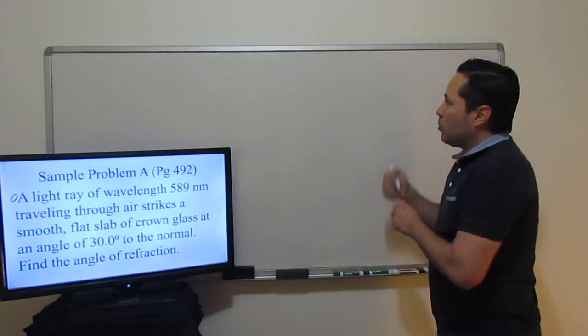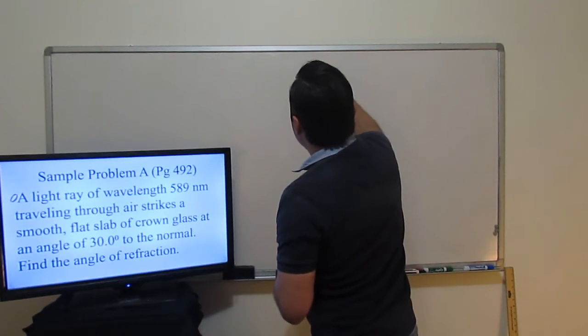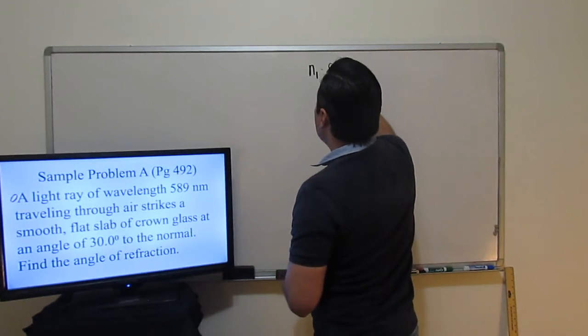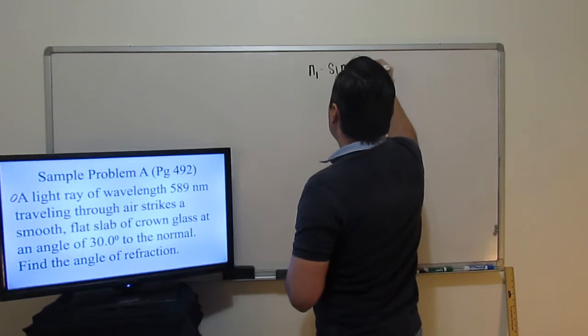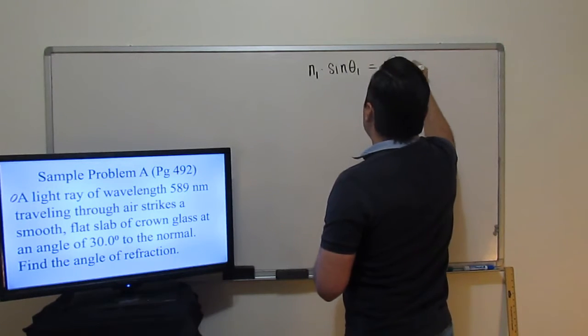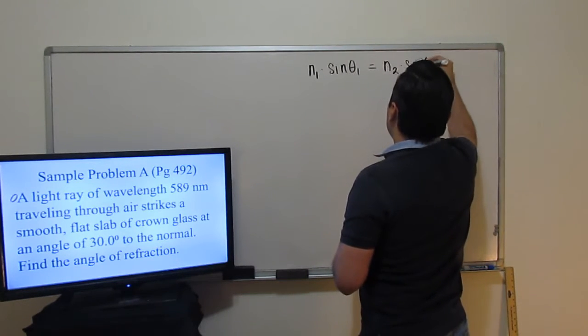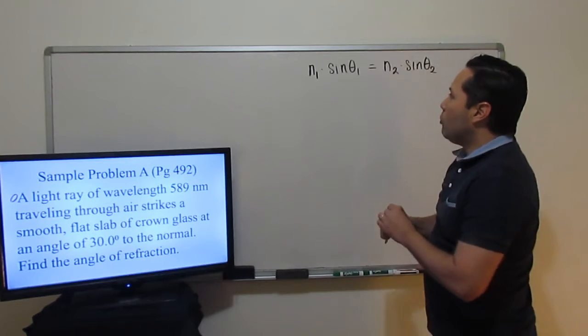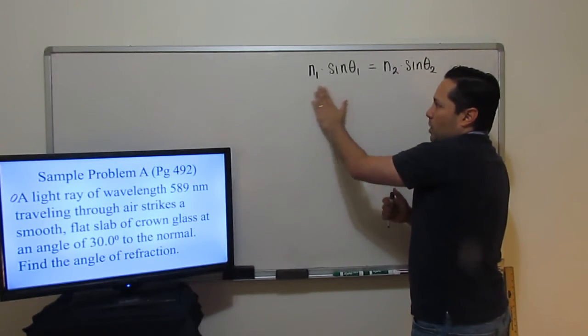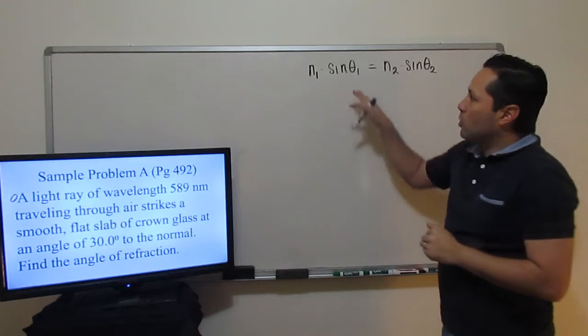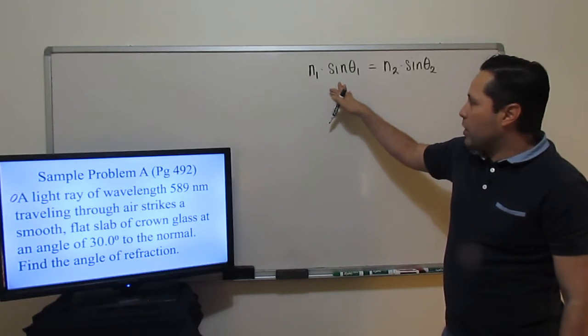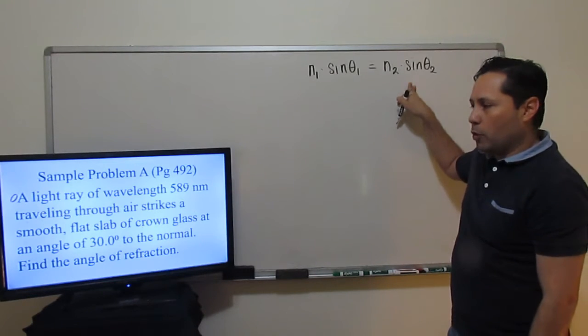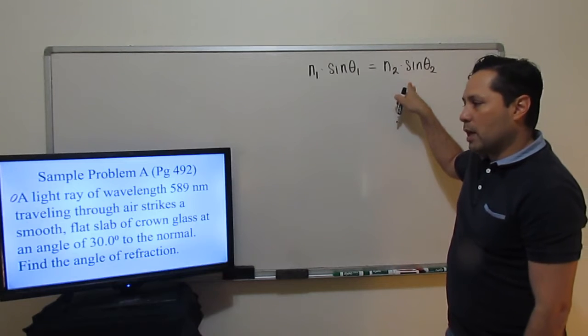Our formula, one more time, was N1 multiplied times sine of theta 1 equals N2 times sine of theta 2. So this is our incoming information and this is our outgoing. Here we're going to put all the information for the air, and here all the information for, in this case, crown glass.